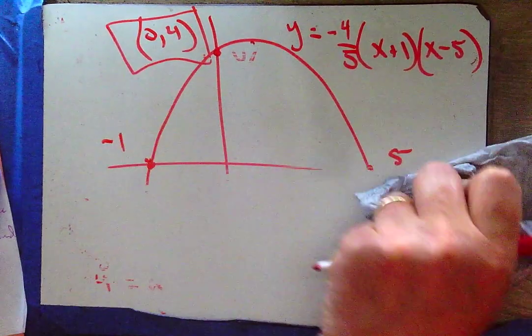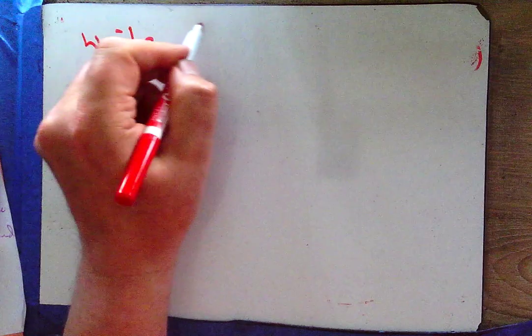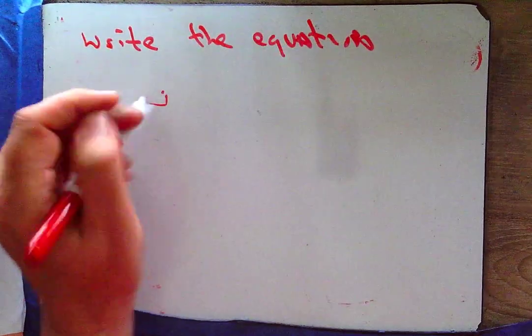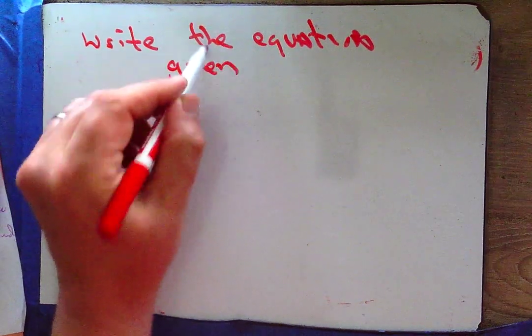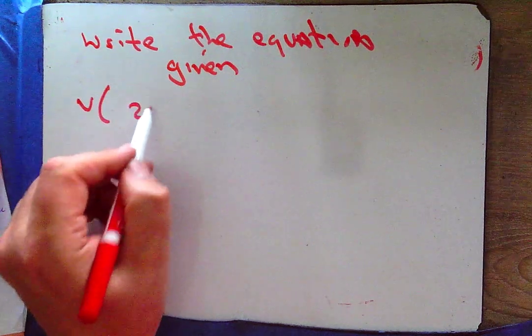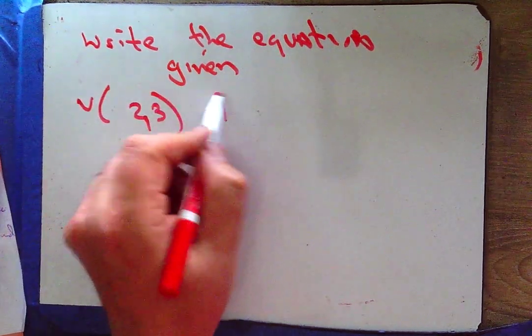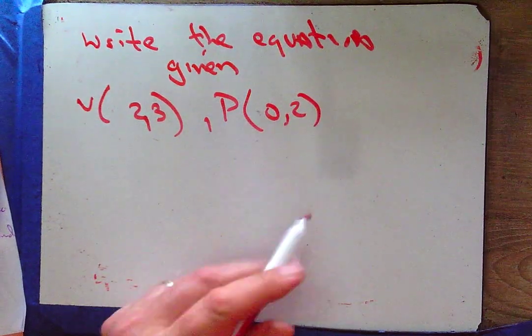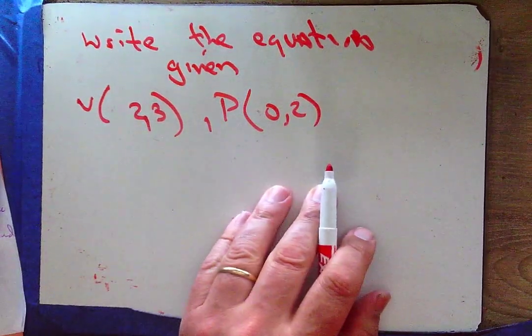Is this feeling doable? What do you think? Okay, so let's take it a step further then. Okay, write the equation just like we were. Given the vertex is located at 2, 3, and there's a point on the parabola at 0, 2. Can you write the equation of this parabola?